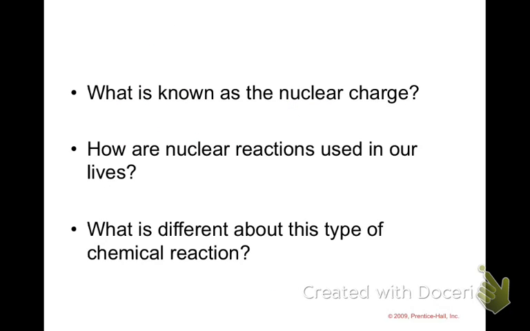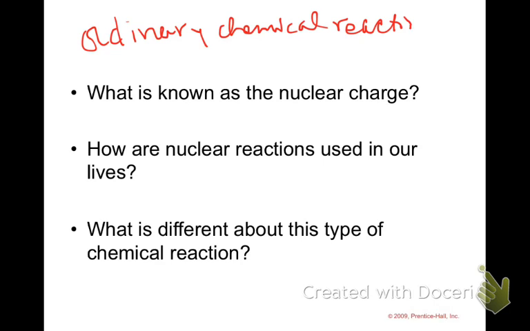So what is known as the nuclear charge? How are nuclear reactions used in our everyday lives? And what is different about this type of chemical reaction? Because so far we've only talked about what we call ordinary chemical reactions. And the ordinary chemical reactions are just with the electrons. Okay, so ordinary chemical reactions just involve the electrons. We're going to start talking about nuclear, which is the protons and neutrons.